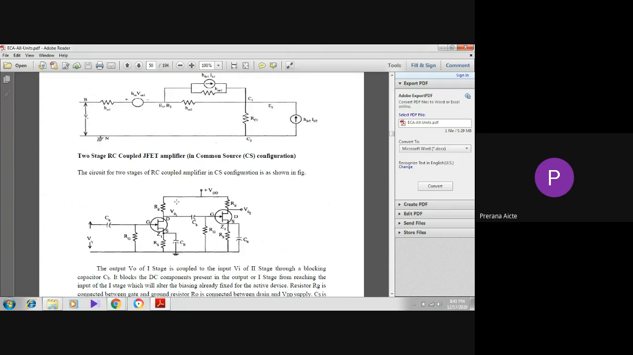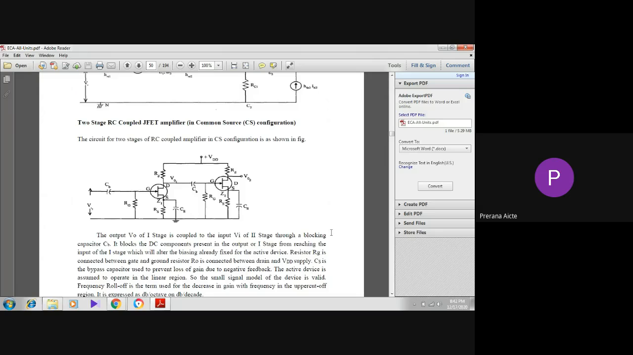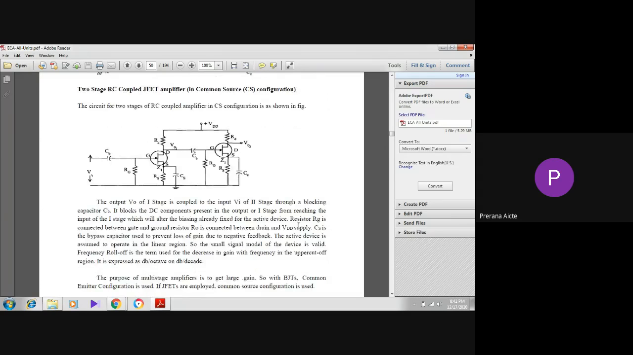And here we have two stages. Just like the CE configuration in BJT, in FET we prefer the common source configuration. Apart from this, we have common drain and common gate also. Preferably we can choose common source, as it provides high gain.